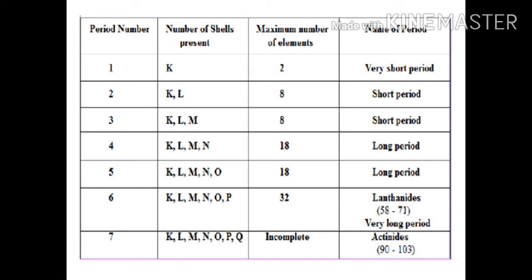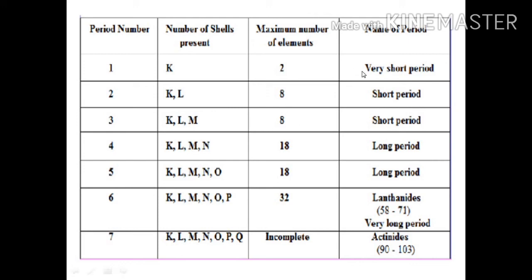That means here we have period 1 with 2 elements and 1 shell, period 2 with 2 shells and 8 elements, period 3 with 3 shells and 8 elements, period 4 with 4 shells and 18 elements, period 5 with 5 shells and 18 elements, period 6 with 6 shells and 32 elements, period 7 with 7 shells and incomplete it is. That means as the new elements are discovered, they are being added. That is why it's an incomplete period.